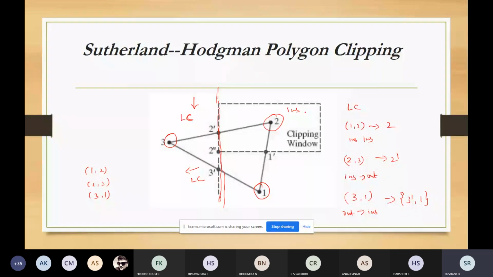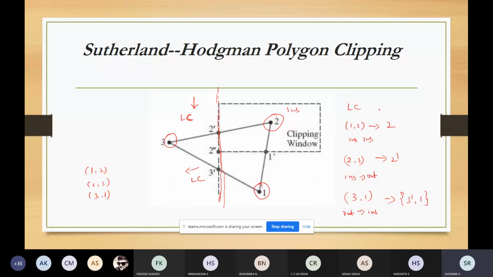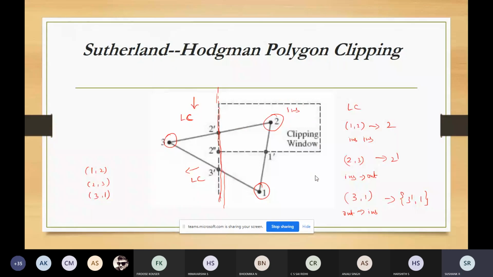Whatever vertices are visible in this part, that is outside. The other parts are inside. So that's how you can remember. Three edges were there: 1 2, 2 3, 3 1. 1 is inside, 2 is inside. When two vertices are inside, the output will be the second vertex, which is 2. And for 2 3, one is inside and one is outside. When one is inside and one is outside, the output is the intersection point, v1 dash, I mean the first vertex dash. That's why I wrote it as 2 dash.